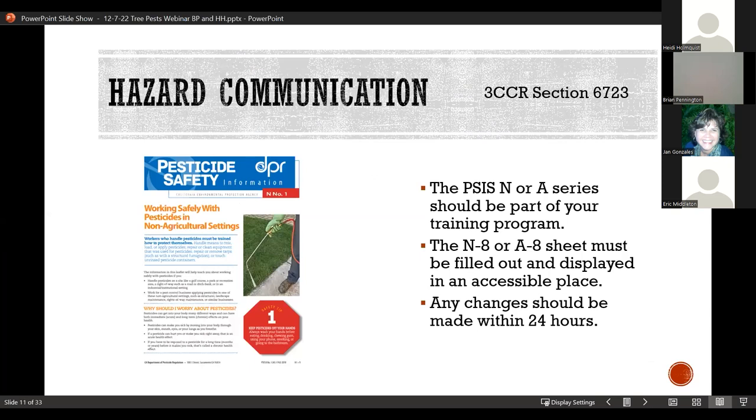Now, a common, very easily avoidable violation that we tend to see is a failure to post the N8 or the A8, or a failure to fill it out. So this is a page from the Pesticide Safety Information Series. It's published by CDPR, and it should be part of your training program. Now, whether you perform agricultural or non-agricultural work will determine which sheet you need. Filling it out is easy. You're basically just putting down where to seek medical attention in the event of pesticide exposure and where to find pesticide records, like those training records we mentioned before. If that information changes, make sure you update the sheet within 24 hours.